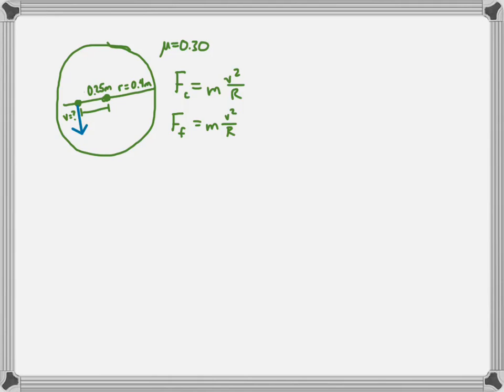Well, what is the force due to friction? That is equal to the coefficient of friction times the normal force. And in this case, the normal force is balancing the force due to gravity. Because we're on a horizontal surface, we're not applying any extra force in the downward or upward direction, so we can set the normal force equal to mg. And on the other side, we have m times v squared divided by r.